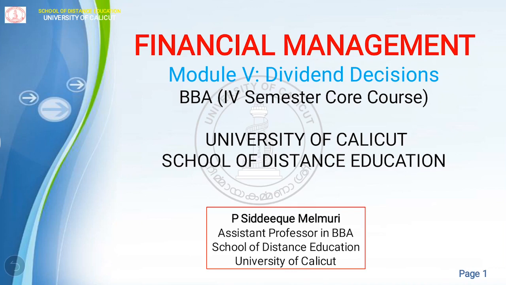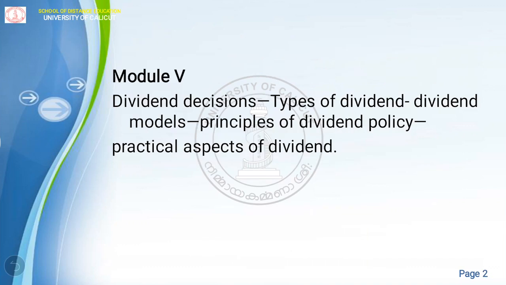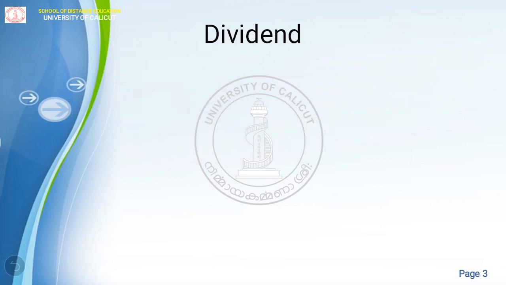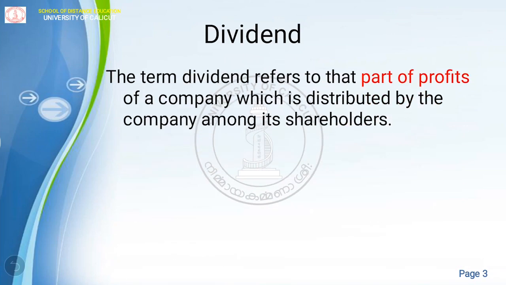In this session we are discussing the core paper Financial Management, its fifth module, Dividend Decision. Your syllabus covers dividend decision, types of dividend and major dividend models. So let's see the term dividend. Dividend is the amount or part of the profit of a company which is distributed by the company among its shareholders. So it is a part of the profit that should be distributed among the shareholders of the company.